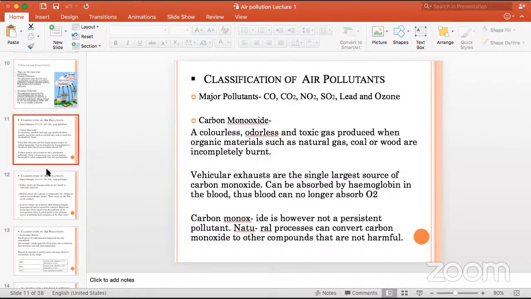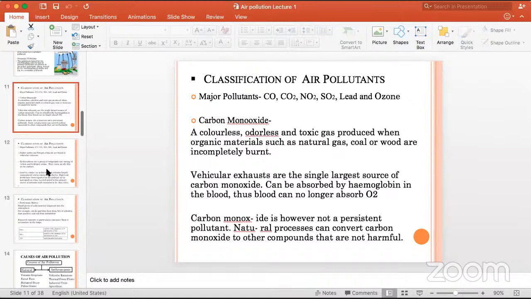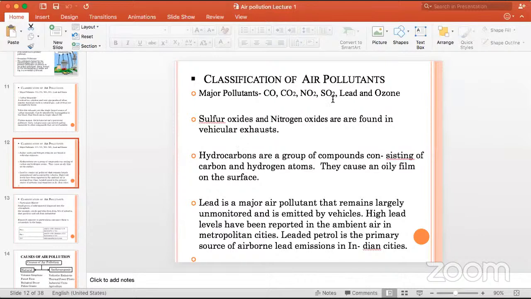The next other compounds are, of course, sulfur oxides and nitrogen oxides. They are also found in vehicular exhaust. Then there is also lead. Lead is a major pollutant that remains unmonitored. We always think of carbon dioxide, nitrogen compounds, sulfur compounds, but sometimes lead becomes unmonitored. It is Pb, but it is also emitted by vehicles.